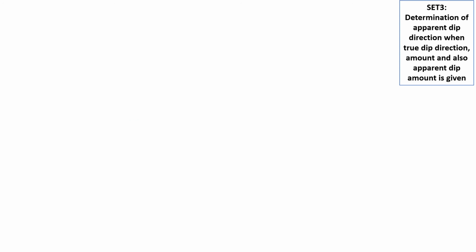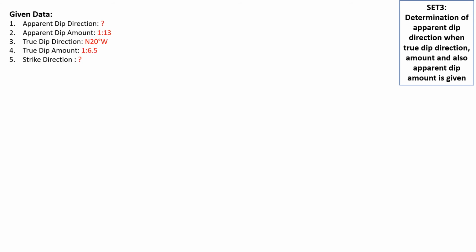Set number 3, first problem. So these are the given data. Here the big problem is that the apparent dip amount of 1:13 cannot fit on your paper. Till now we were taking the scale as 1 unit equal to 1 centimeter. Here we'll change the scale to 1:2.